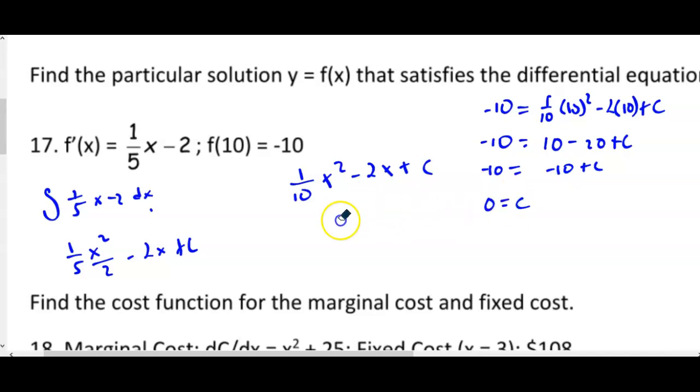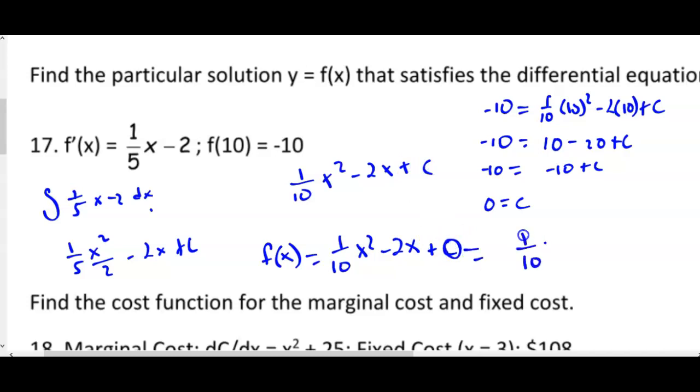So you come back over here and you plug in your equation. You plug in C and you get 1/10 x squared minus 2x. Since C is 0, I'm not going to put it, well here, I'll just put it there so you can see it. Plus 0 equals 1/10 x squared minus 2x. That right there is our equation for f of x. That's f of x, okay.